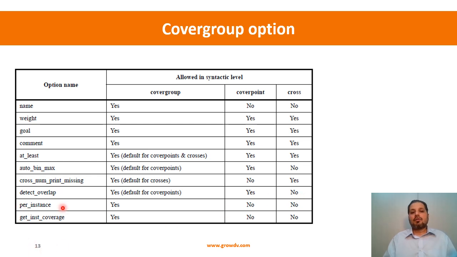Okay, so per instance level, it's only applicable at the cover group level. It's not applicable for the cover point and the cross level. Get instance coverage, again it's a get instance coverage, so it's applicable only at the cover group instance level as a whole, but not applicable at the cover point or cross.